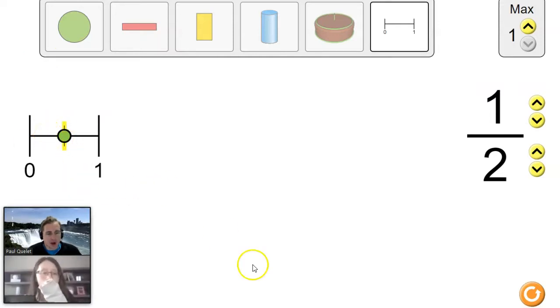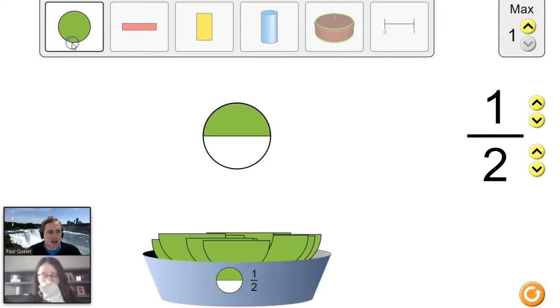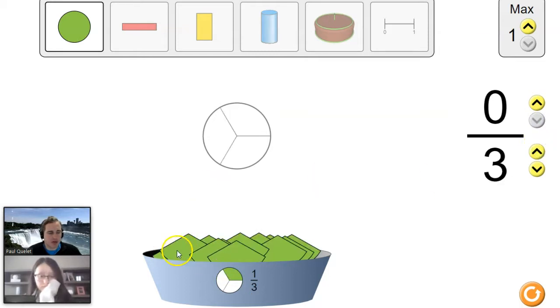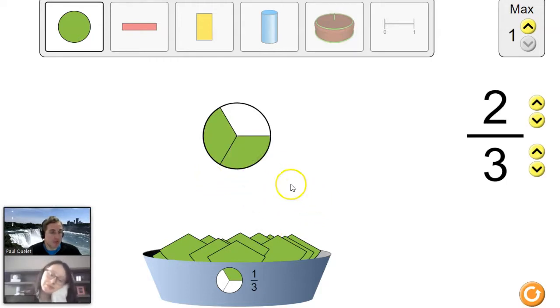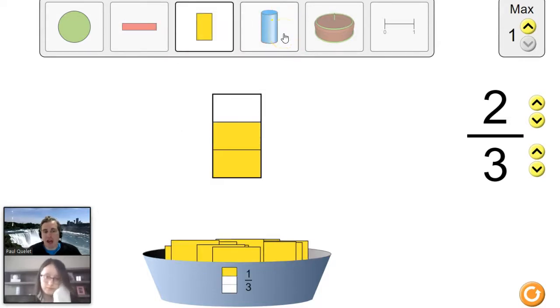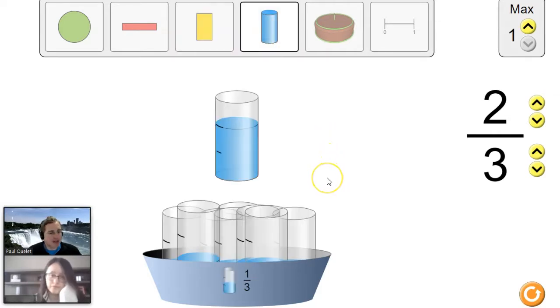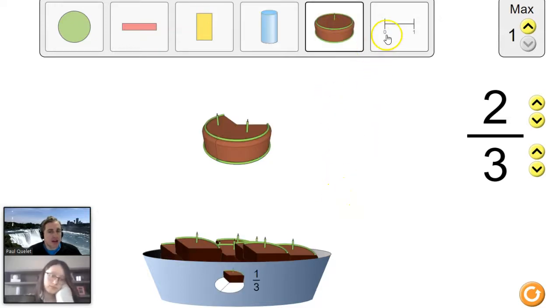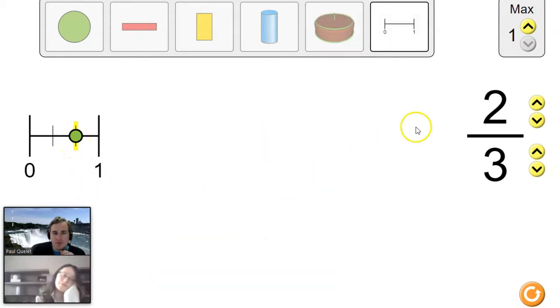Okay, cool. Now let's try something a little more detailed. Let's try thirds, and I want to do 2/3. How many wedges do I need? I want 2/3, so 2 out of 3. How many out of the 3 wedges here in this rectangle? 2 out of 3. Same with this one, 2 out of 3. And how about this cup? Is it going to be more than half or less than half full? More than half, because it's 2/3. And same here, 2/3 of a birthday cake. Are we going to be closer to the number 1 or the number 0 on the number line? Closer to 1. Yes. Okay, good.